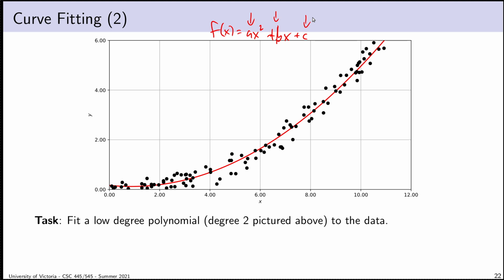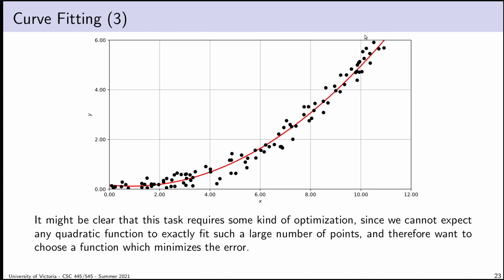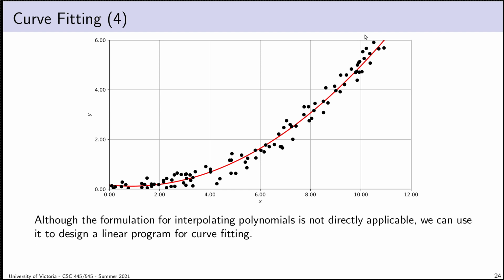I want a curve that I suppose minimizes to some extent the error between the real data and the curve that I draw. So it maybe is already clear that this is some kind of optimization problem because I can't expect to get a quadratic function that fits every point, and therefore I want to minimize some measurement of error. Of course, this is going to lead us down a rabbit hole. It's not as simple as just taking what we know about interpolating polynomials. We have to also begin to understand, okay, wait, what does it mean to fit a curve to something, and also what is error?